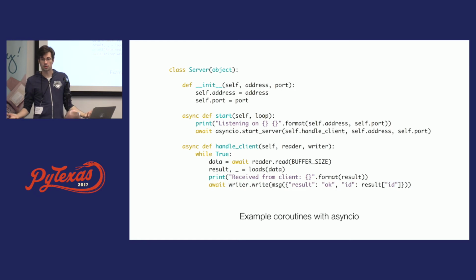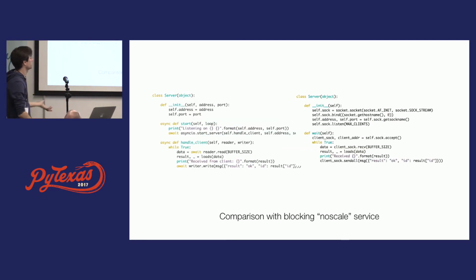But we're talking about coroutines. The whole point is that these are composable units of work that you can run in parallel or concurrently. So we can tweak it a little bit.